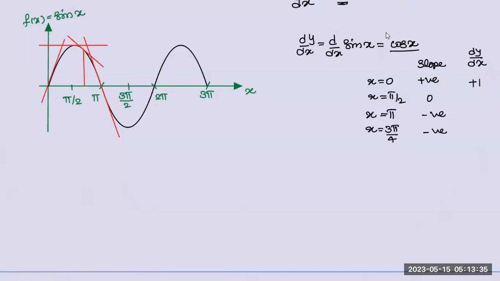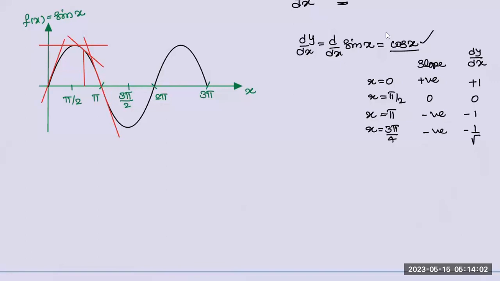Next, at pi by 2, my sense says the slope is 0. Put x is equal to pi by 2. What is cos pi by 2? 0. Now cos pi is minus 1. Do you know how to deal with trigonometric functions above 90? Yes. Okay. Now cos 3 pi by 4. What is cos 3 pi by 4?